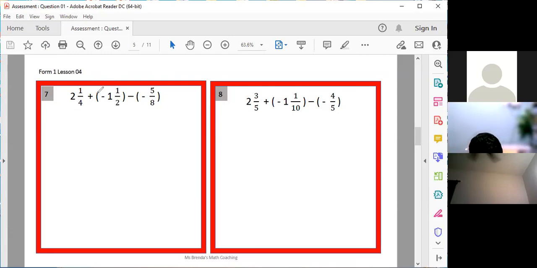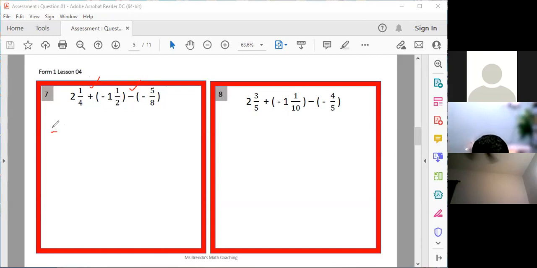Now, first of all, observe the question. What do you have here? I have addition, I have subtraction. I have a negative fraction here and a negative fraction here. My denominators are 4, 2, and 8. According to the rules that I learned in standard 6, the denominator must be the same. Yes or no? So before I work on the question, I want to make my denominators the same.